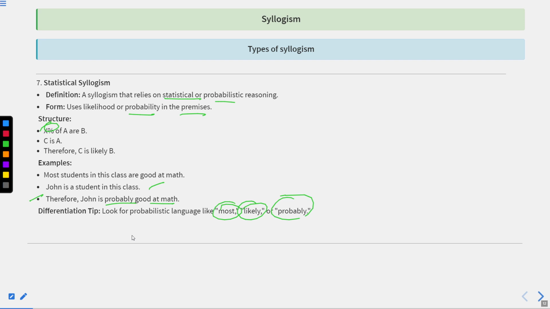And at that point, what we need to understand is that if they are talking about few, mostly, or probably, then we are talking about an intersection between the two circles, which shows that a few percent of A are B. So, most students in the class are good in maths. Here there will be students and there will be a class. And then John is a student in the class. So most students in the class are good in maths.